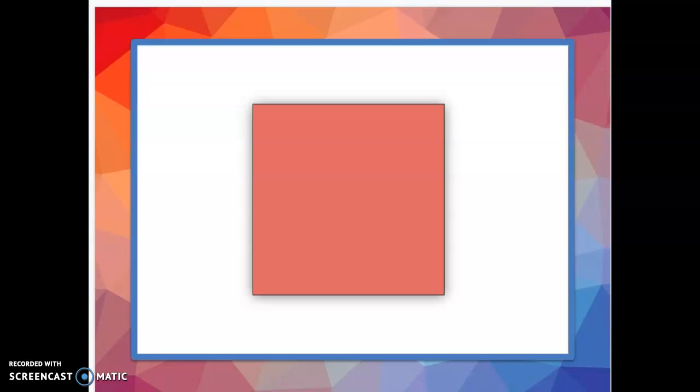Here is a picture of a square. A square has 4 straight sides. They're all the same size. They have 4 corners. A corner is where 2 sides meet together. So I've got 1, 2, 3, 4 corners. 1, 2, 3, 4 sides. They're all the same. That is what makes a square very special.